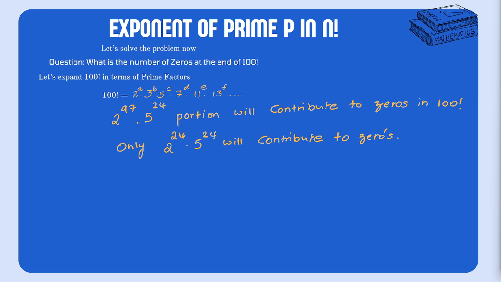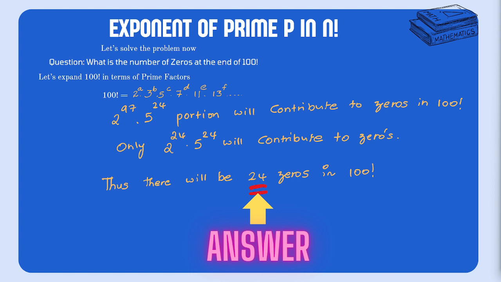So we have 2 to the power of 97 and 5 to the power of 24. And those are the only two numbers that will contribute to the amount of zeros in 100 factorial. Now, we can only take 24 of the 2's because there are only 24 5's. The rest of the 2's aren't going to do anything. So that gives us 2 to the power of 24 times 5 to the power of 24. Thus, there are 24 zeros in 100 factorial, and that would be the answer.